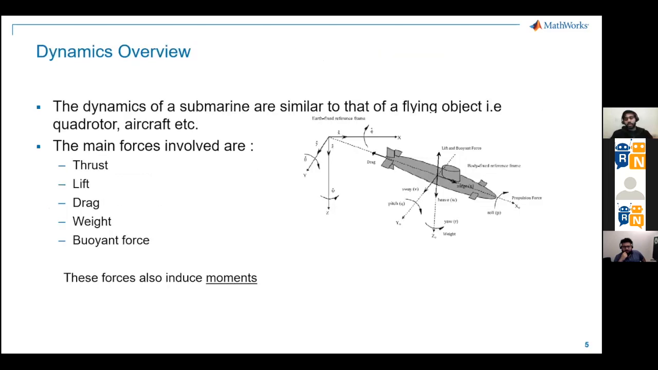Now, the dynamics of an AUV are very similar to a flying object like a rotor or aircraft. The reason is that both lift and drag forces are common in both cases. These forces originate because of the fluid surrounding the AUV, the geometry of the AUV, and the dynamics of the AUV. So the main forces involved in an AUV are your thrust force, lift force, drag force, weight, and buoyancy. Buoyancy force is because of the fluid density around it. And since we are considering it as a rigid body, these forces do induce moment.